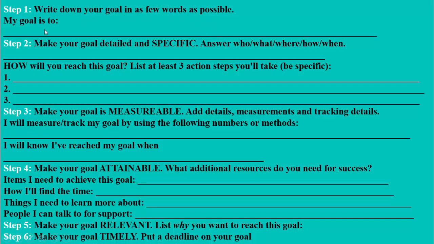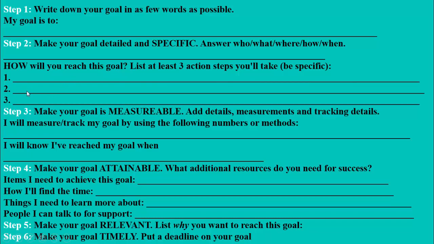Alright, so the first question here, it says write down your goal in as few words as possible. So I'm just going to do an example for you guys. My goal is to buy a dirt bike. Okay, cool, because I want a dirt bike. Alright, so step two, make your goal detailed and specific. Answer who, what, where, how, and when. Alright, so how will you reach this goal? List at least 3 action steps you'll take. Be specific. Okay, so how will I reach it? Well, I'm going to need a job in order to buy a dirt bike. So that's gonna be my first one. Work part-time at Target. Cool, because I'm going to school still, so I'm working part-time, all right?